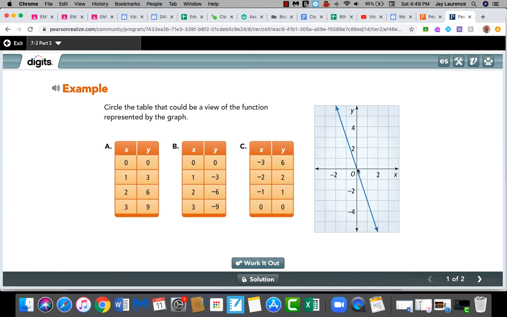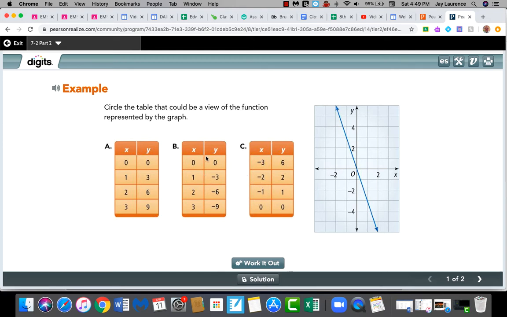Well, you notice the graph goes through the origin (0, 0), and sure enough, every single input-output table goes through the origin, has 0 going to 0, right? So that doesn't really help. So let's find another point on here. Look here. This is the point where the x-coordinate is 1 and the y-coordinate is -3. Here we have 1 going to 3. That won't work. Here we have 1 going to -3. That'll work. Here we don't have 1 at all.